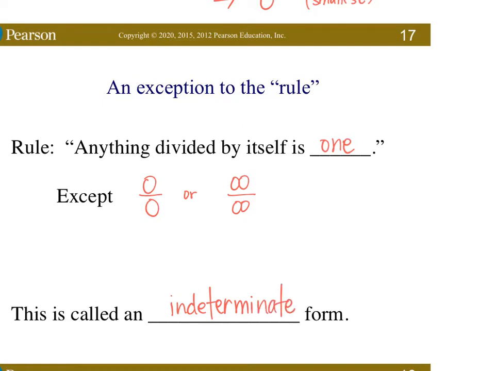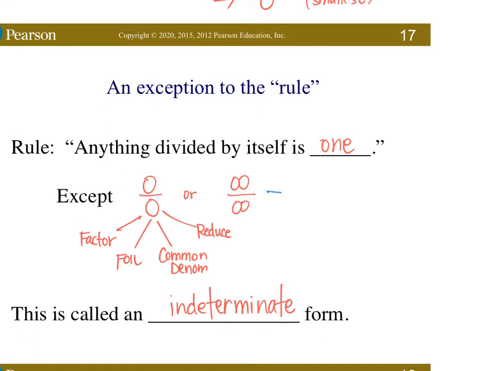So we already know what to do with 0 over 0. We know that we can factor. We know that we could maybe FOIL. We know that we could try common denominators. We know that we could reduce. So those are the things to try when you get that indeterminate form.